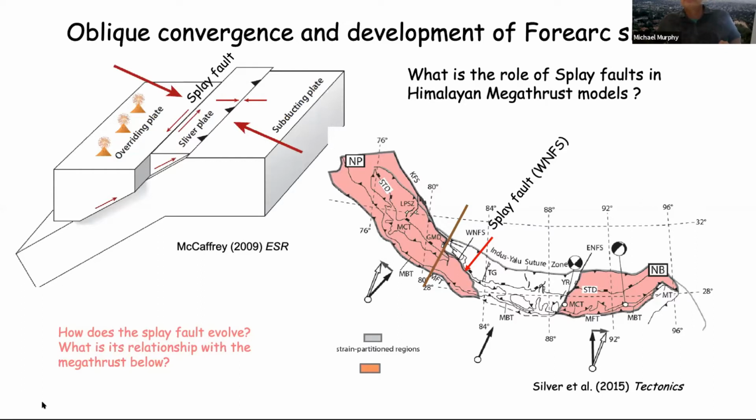In 2015, Silver and others in the Himalayas noted this system of faults that extends down from the southwest, obliquely crosses the orogen, and intersects the main frontal thrust down here by a little town called Tansen. They interpreted, along with some geodynamic modeling by David Whipp, that this area would behave like a forearc sliver with this splay fault right here acting as the rear margin. So that system is shown here, the next one.